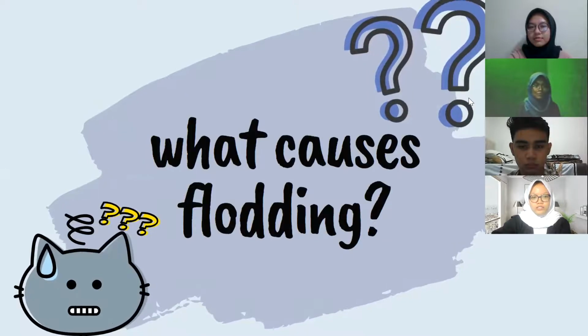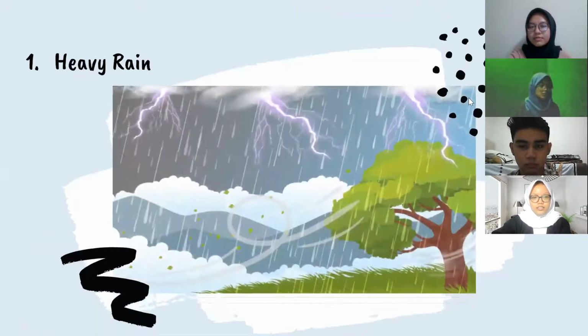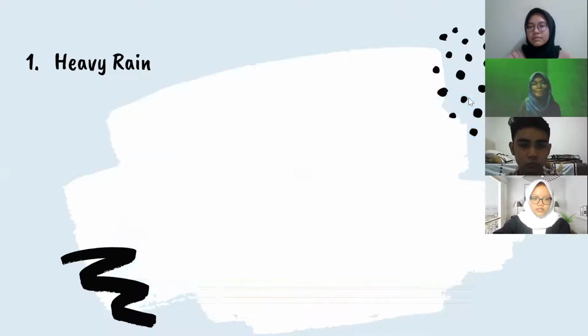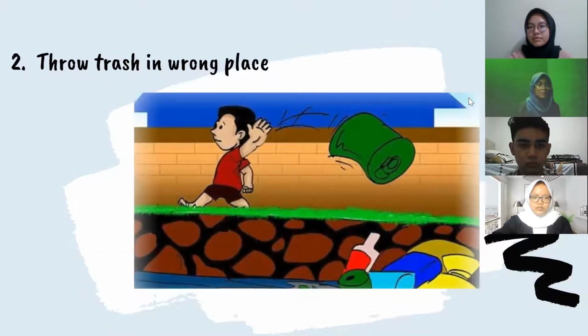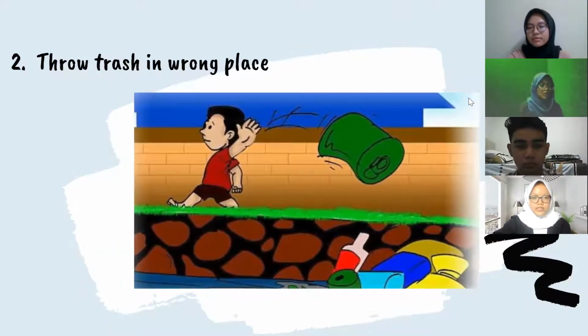What causes flooding? First is heavy rain. Whenever it rains heavily and there is less drainage, flood will occur. Second, throwing trash in the wrong place. This can cause clogged drains or gutters, which will cause water to overflow onto land.